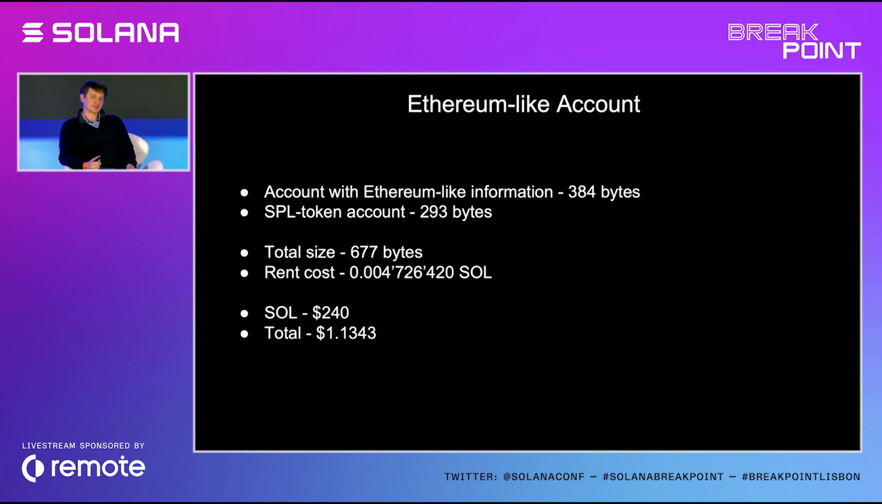The Ethereum-like account in Solana storage requires two accounts. The first account has the Ethereum-like information. It has a transaction counter. It has a link to the SPL token account with the balance. And in the SPL token account, there is the balance to pay for transactions. So the total size of an Ethereum-like account is about, you can see the rent cost. So if the SOL price is $240, the total price of one Ethereum-like account is about $1.